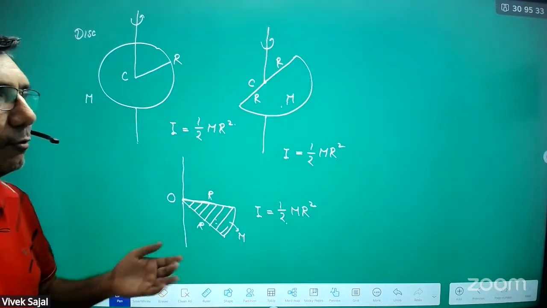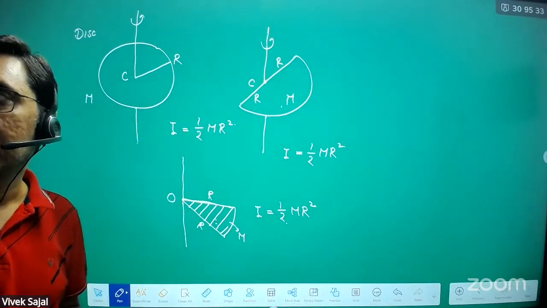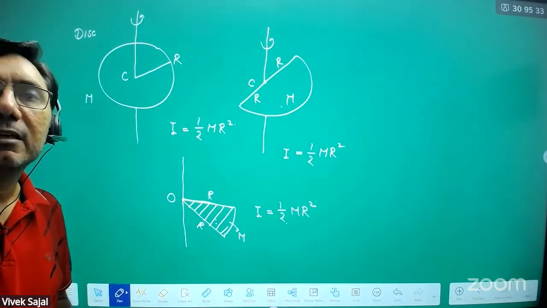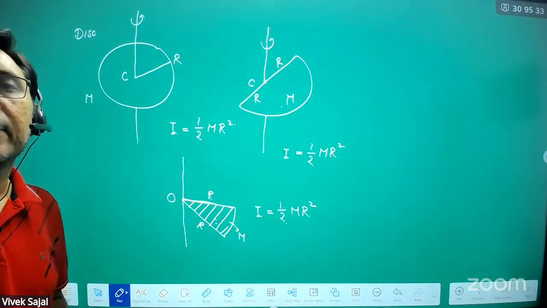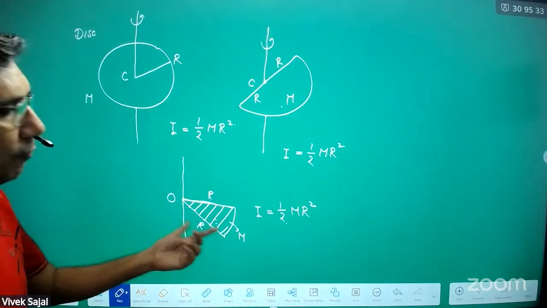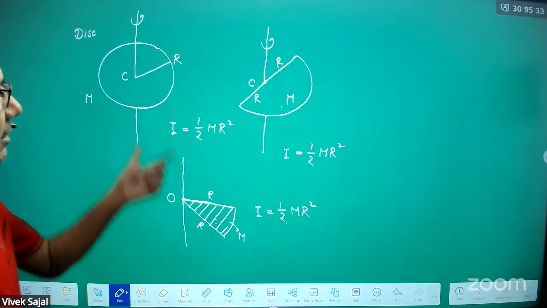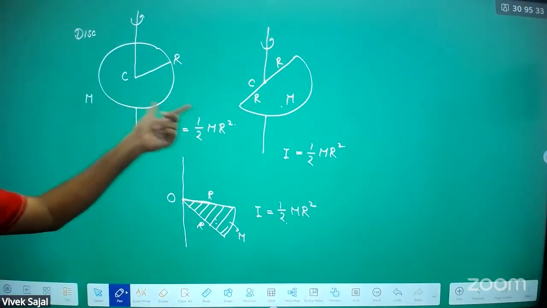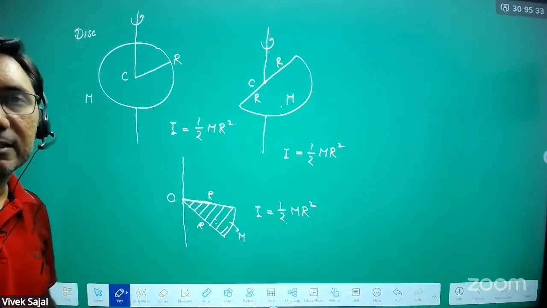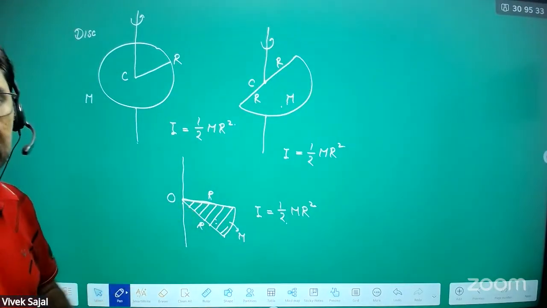Because all three are two-dimensional structures, and on rotation they are also creating a two-dimensional, symmetrical structure, that is a disk. ठीक है ना, that is a disk. So the formula remains the same, the mass changes. Here the mass is of this disk, here the mass is of this half disk, here m is the mass of this small section of the disk. So it will be like this.